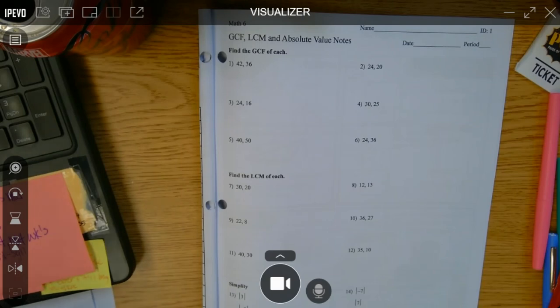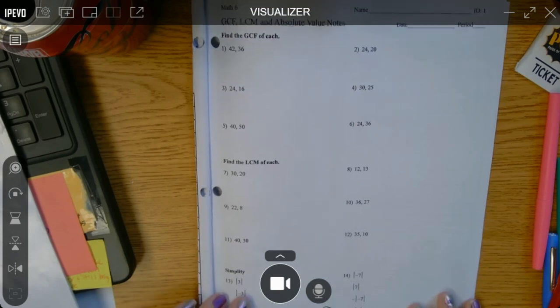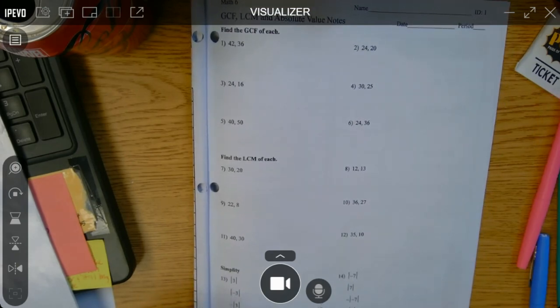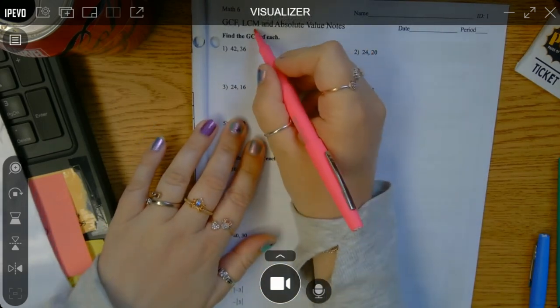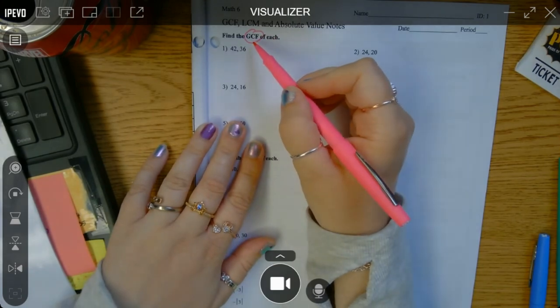Hello, my little mathematicians. Today I'm going to review with you how to find the GCF, LCM, and absolute value. So remember, always pause the video, try it yourself, and then unpause it and come back to see how you did. The first one, we're focusing on the GCF, which is the greatest common factor.